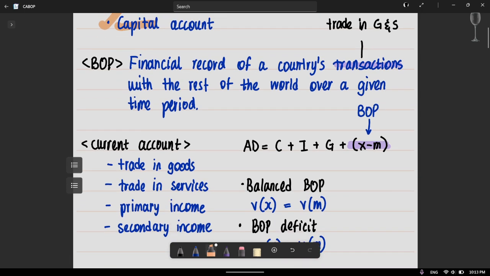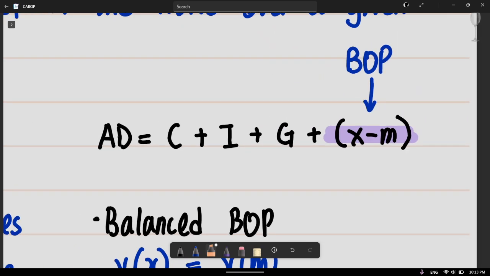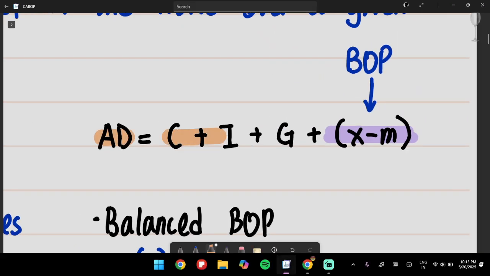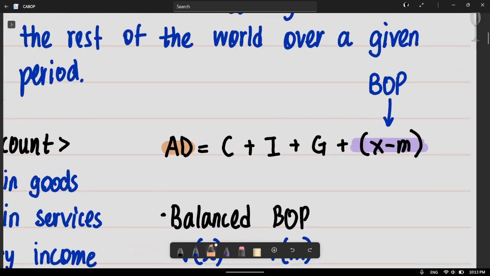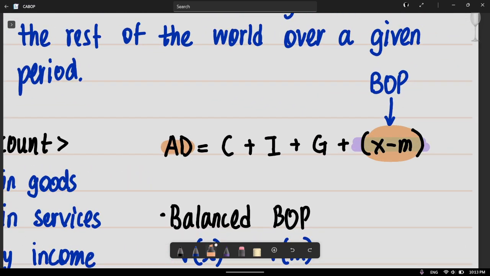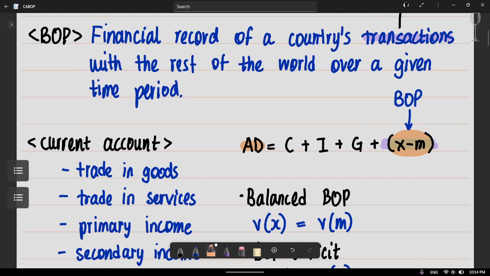Okay. Now, I'm sure you know this formula where AD stands for aggregate demand, and this is the formula which is also for economic growth. Now, when you're talking about balance of payments, this is the key thing that we are going to be talking about, because this is exports minus imports. So, if I have more exports than imports, then this will be a positive value. But if I have more imports than exports, then this would be a negative value. That will directly affect my aggregate demand or economic growth, right? So this is why we look at it in terms of this formula as well.